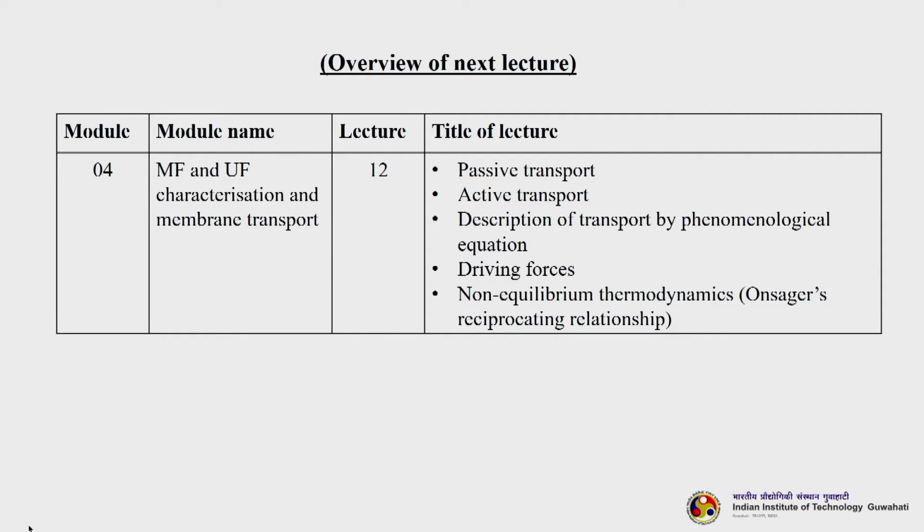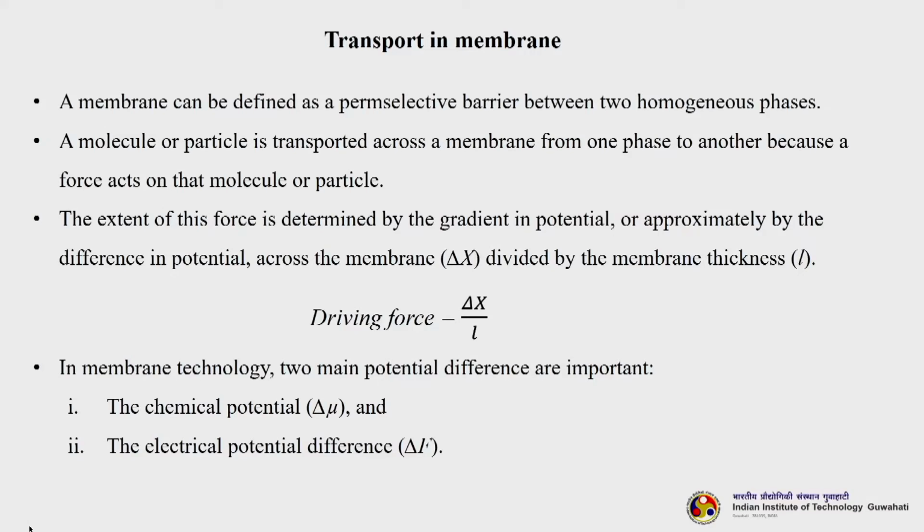So, what is passive transport, what is active transport, then we will see what are the phenomenological equations, the different types of driving forces, and then we will discuss Onsager's non-equilibrium thermodynamics. So, a membrane can be defined as a perm-selective barrier between two homogeneous phases.